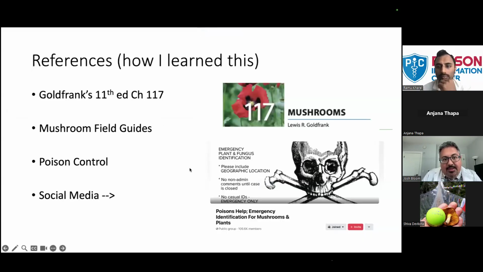So here are some references that I used both to develop this talk, to develop my knowledge of mushrooms. Goldfrank's Toxicologic Emergencies is obviously an excellent source. I want to highlight, though, there is a social media group by this title, Poisons Help Emergency Identification. I happen to have spoken to the administrators of this group, and it exists on Facebook. This is a group of worldwide volunteers who accept photographs of mushrooms for people or animals who might have been exposed and do their best to identify them.